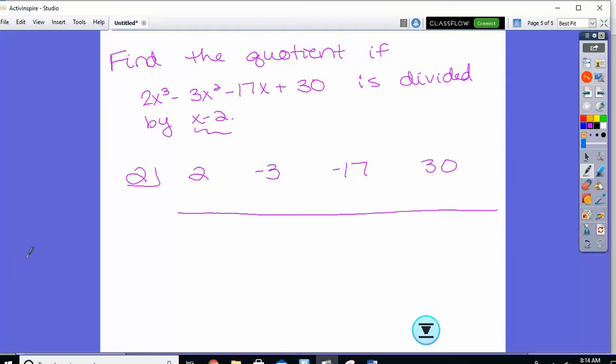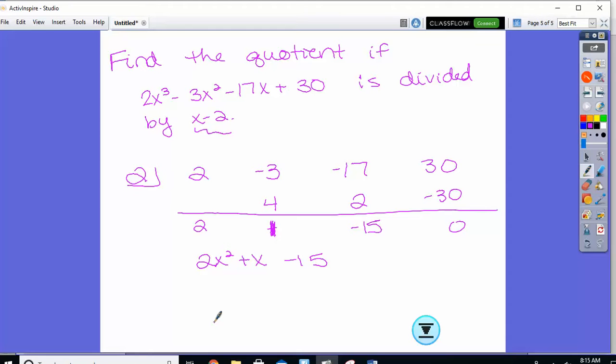If I ask you if this is a factor, if it's a factor, what should you get for your remainder? 0. Okay. So 2 comes down, multiplies to 4, adds to positive 1, multiplies to 2, adds to negative 15, multiply negative 30, add to 0. So we get 2x squared plus x minus 15. First of all, what's the remainder? 0. Is it a factor? Yes. This would be my quotient.